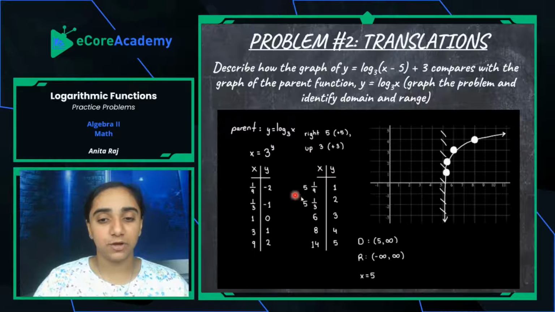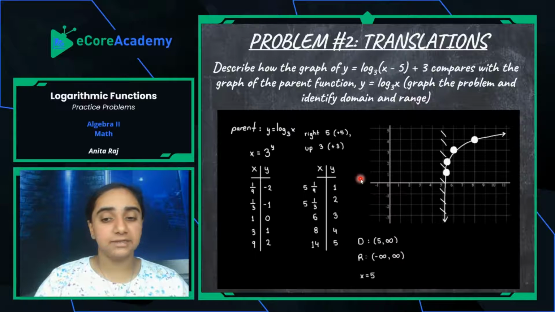So if we add 5 to 1/9, we get 5 and 1/9. If we add 5 to 1/3, we get 5 and 1/3. If we add 5 to 1, we get 6. 5 plus 3 is 8, and 5 plus 9 is 14. Same thing with the y coordinates. Negative 2 plus 3 is 1, negative 1 plus 3 is 2, 0 plus 3 is 3, 1 plus 3 is 4, and 2 plus 3 is 5.